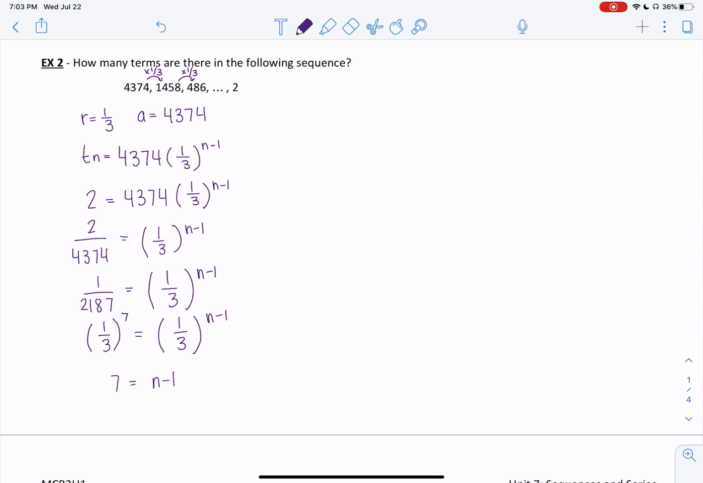So now we can solve for n. So let's get that n all by itself so that 1 goes over to the other side. So we'll get 8 equals n. So that means that this 2 here is the 8th term. So I can write, therefore, the sequence has 8 terms.